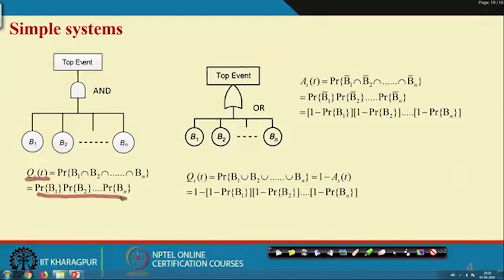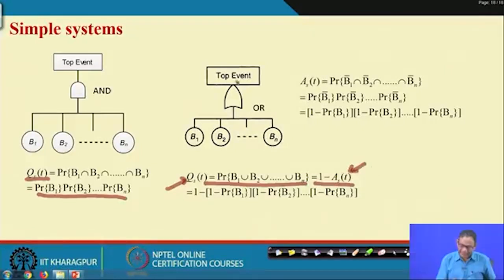We will start with the unavailability. Unavailability means any one of the basic events, if it occurs, leads to the top event occurring, so the top event will be unavailable. So, union. Okay. So, union is important. So, how do we compute this? Then QST will be 1 minus AST, where AST is the availability.